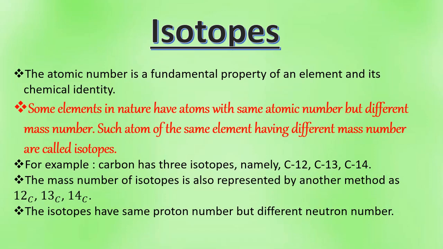Isotopes. The atomic number is a fundamental property of an element and its chemical identity. Some elements in nature have atoms with the same atomic number but different mass number. Such atoms of the same element having different mass number are called isotopes. For example, carbon has three isotopes, namely C12, C13 and C14. The mass number of isotopes is also represented by another method as shown. The isotopes have the same proton number but different neutron number.